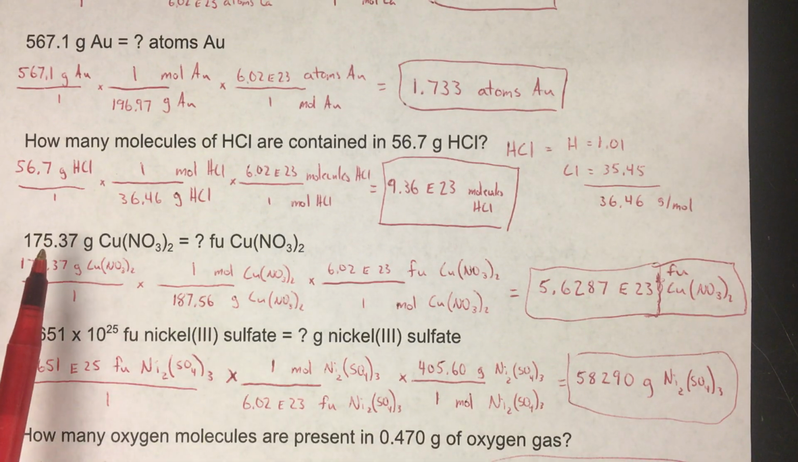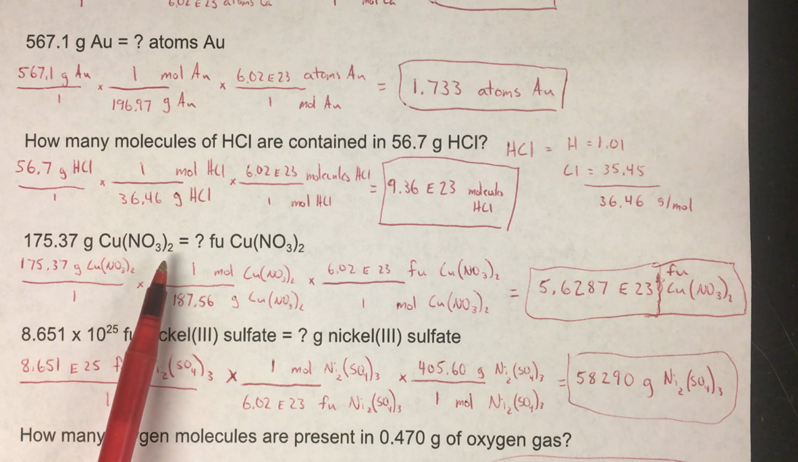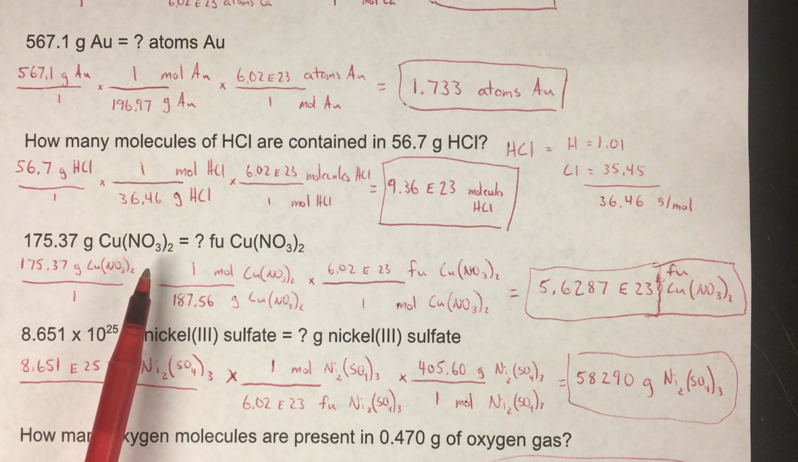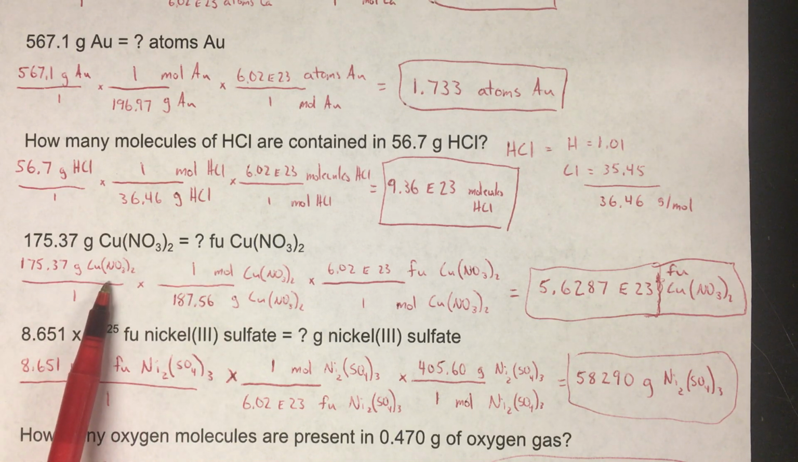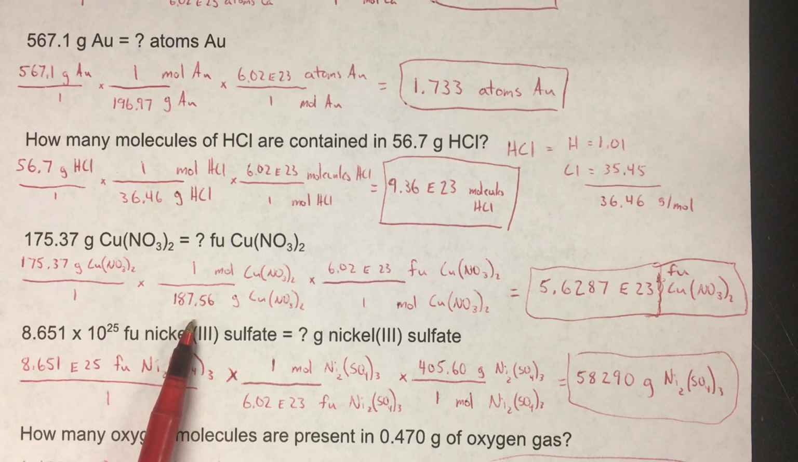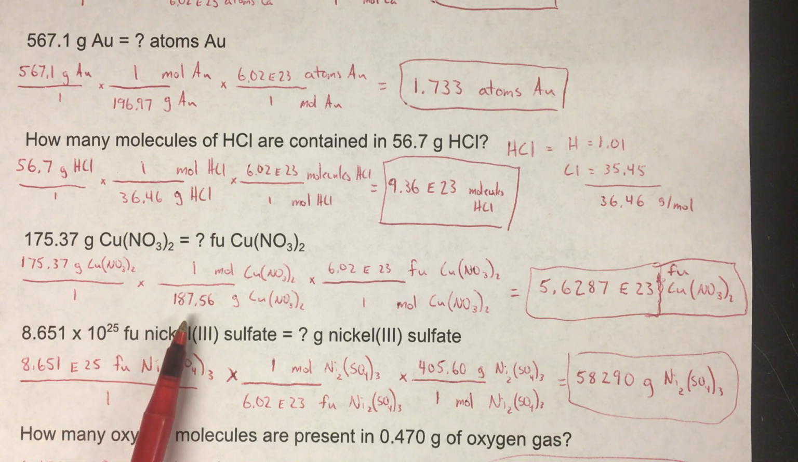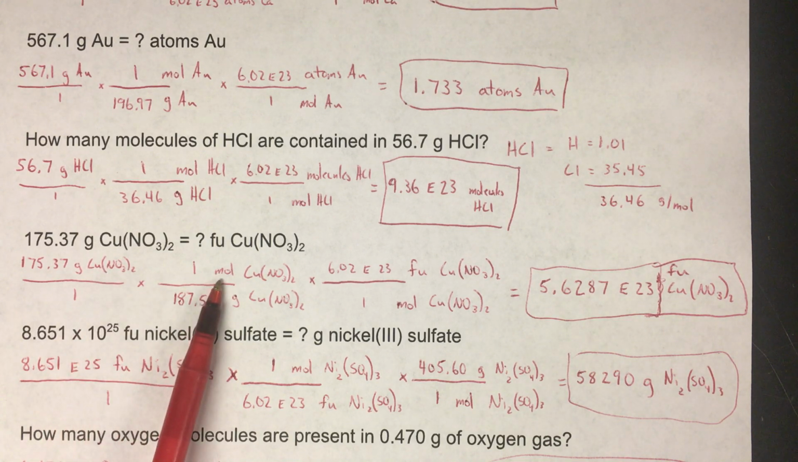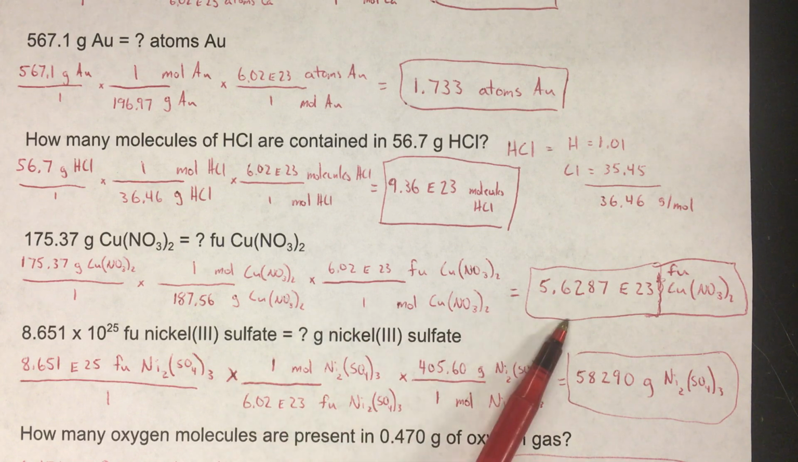And the next one, 175.37 grams of Cu(NO3)2, so this would be copper 2 nitrate. And we want to know how many formula units. So starting with grams, we're going to have to divide by the molar mass. I will leave that up to you to verify, but you should be able to do that at this point, just adding up 1 copper, 2 nitrogen, and then 6 oxygens. So that will get us into moles, and then from moles, cancel moles to get to formula units, or number of compounds, and then you get your answer.